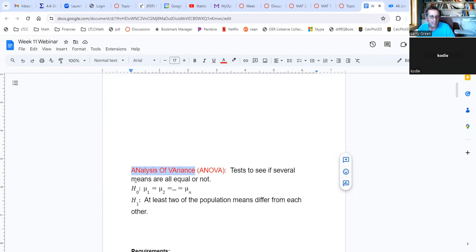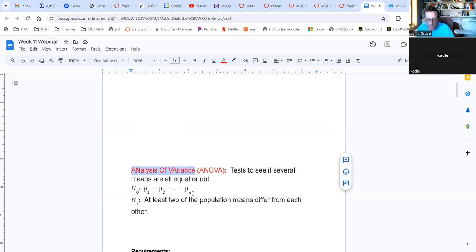So it tests to see if means are all equal or not all the same. H naught is mu1 equals mu2 equals ... equals mu n. This is something a lot of people make mistakes on. The opposite of all the same is not that they're all different.